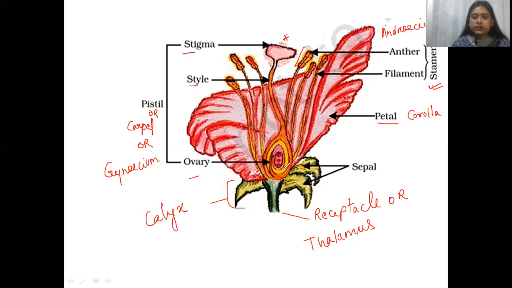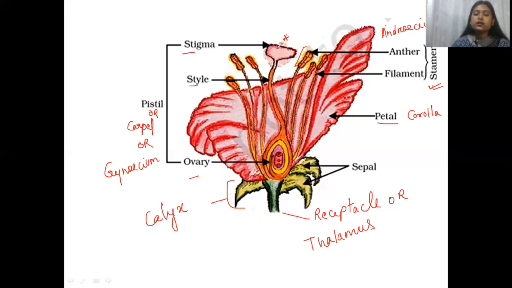And in this particular swollen structure, which is the ovary, there is an egg present, which is the female gamete. So the male gamete is produced inside this anther. The product is known as pollen grain, which will further produce the male gamete. In this swollen structure of the gynoecium, which is known as the ovary, there will be one egg.